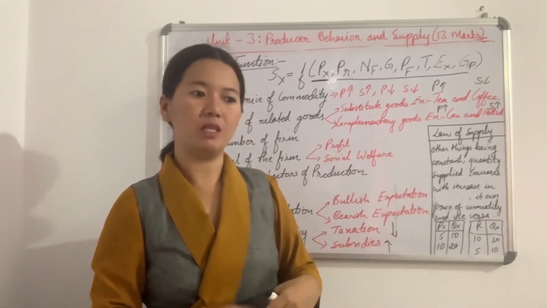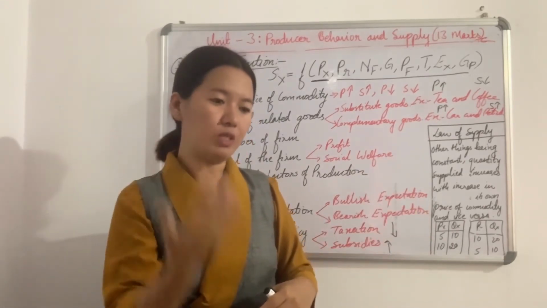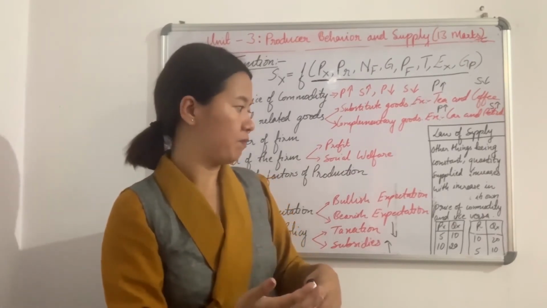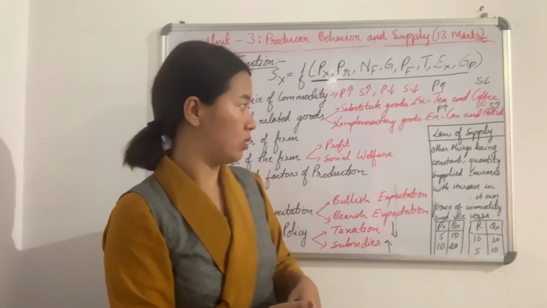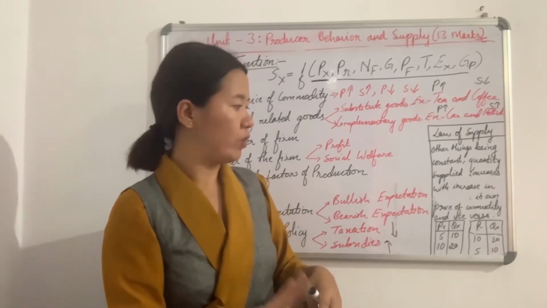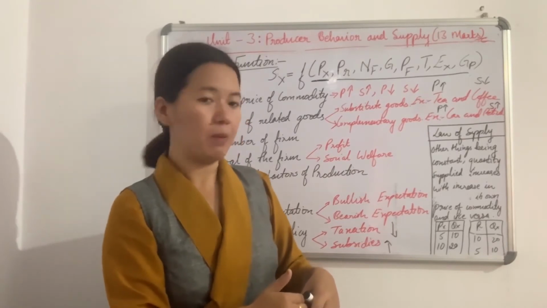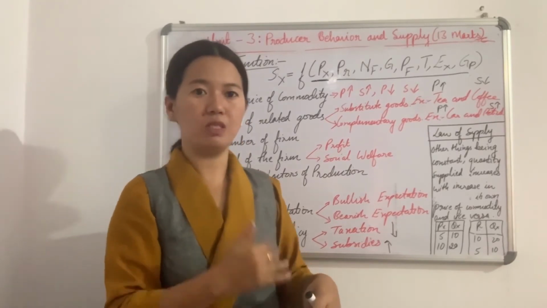That is, when there is an increase in price of good X, there is an increase in supply of good X, other factors remaining constant, and vice versa, which means that when the price of commodity decreases, then the supply of commodity X also decreases.